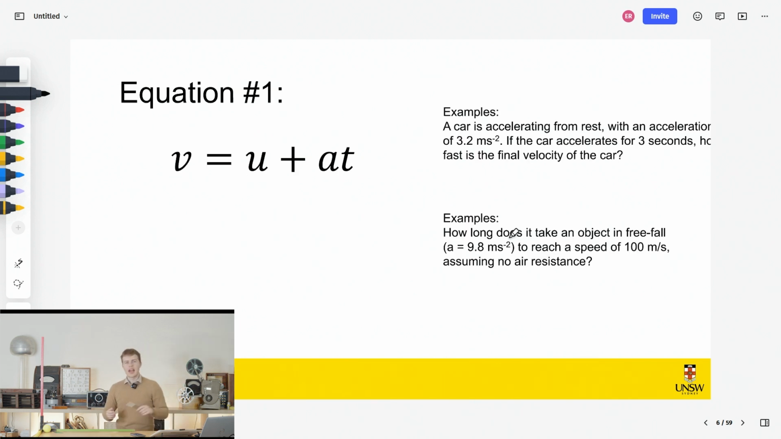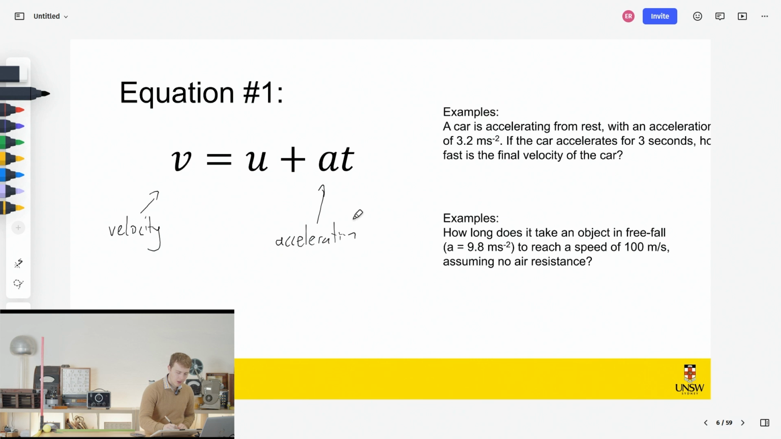Okay, now let's look at our equations. Here's our first one, v equals u plus at. So what are all these terms? Hopefully you've seen v before. This is velocity. This, a, is acceleration. This t is time. But what in the world is u? U is also velocity.